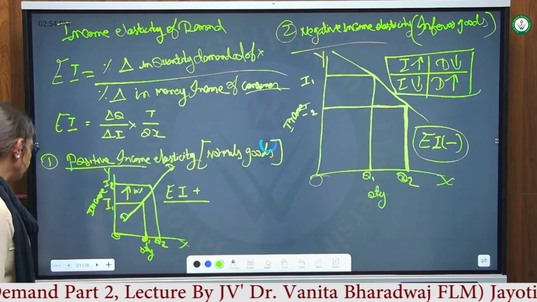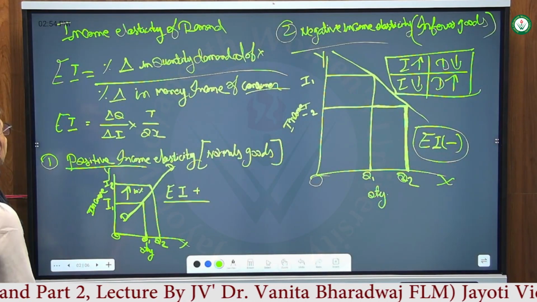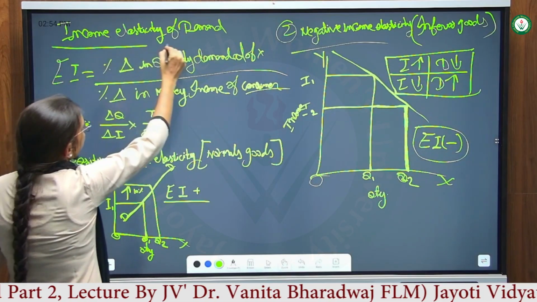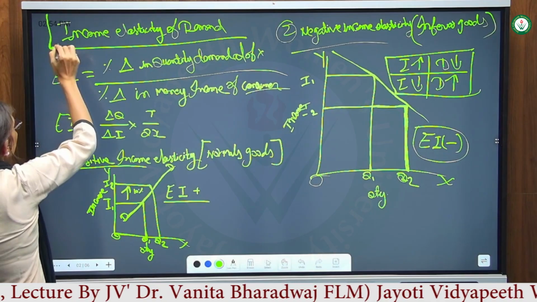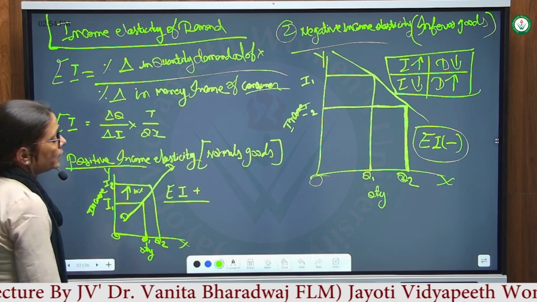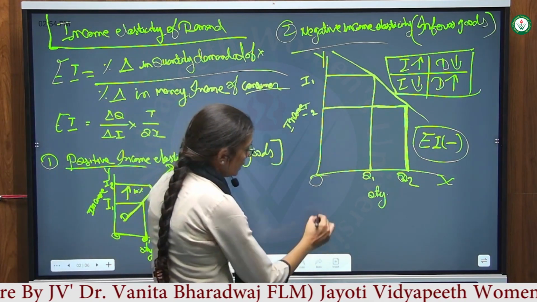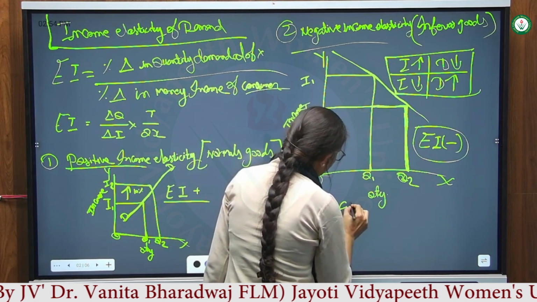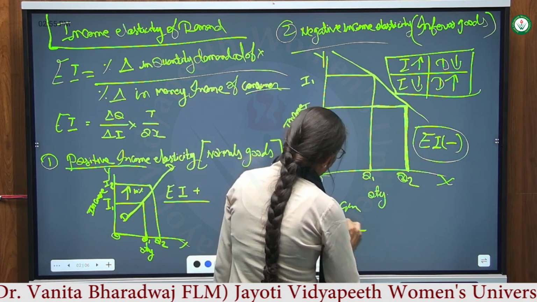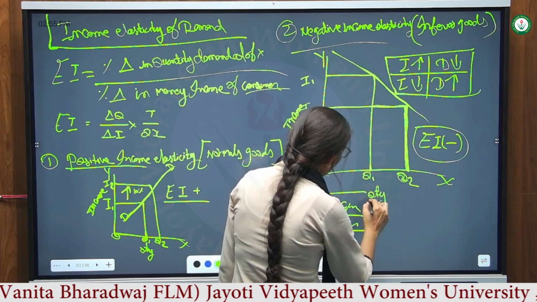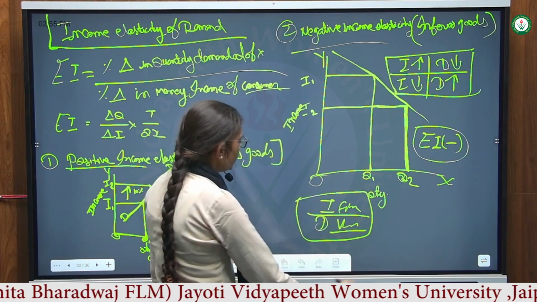Now move on. The next topic is income elasticity. In income elasticity, income is the main factor and demand is the variable factor. Income is the fixed or main factor and demand is the variable factor. So demand will move according to income.